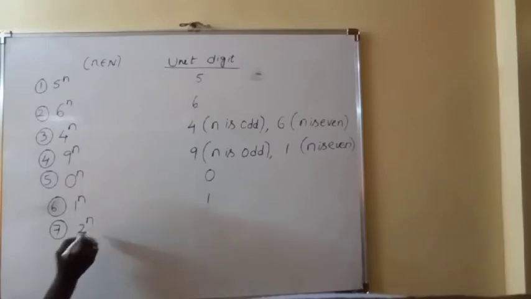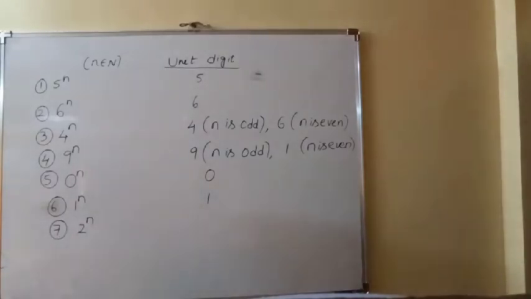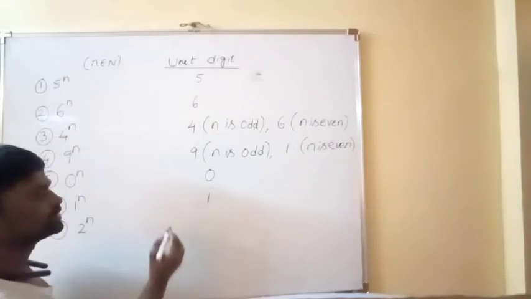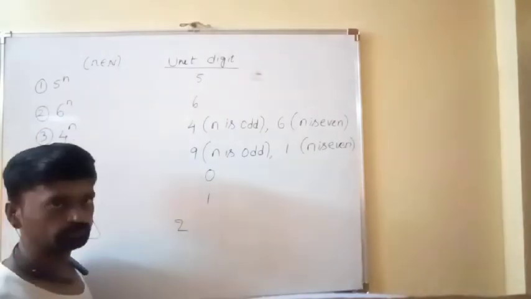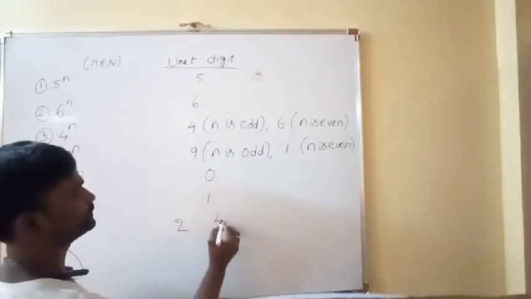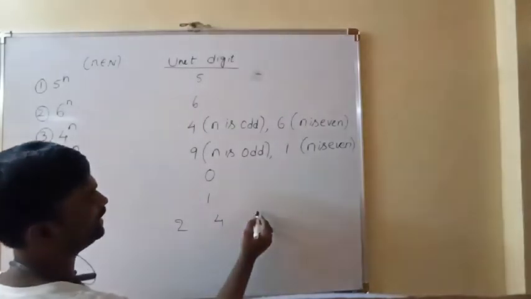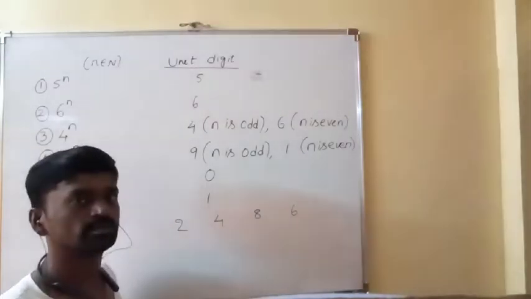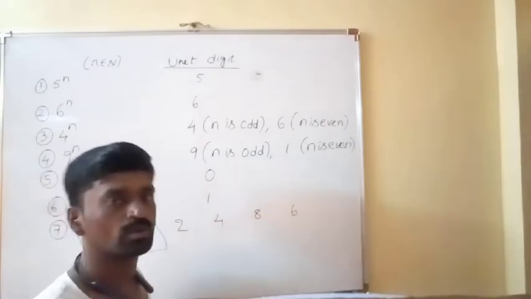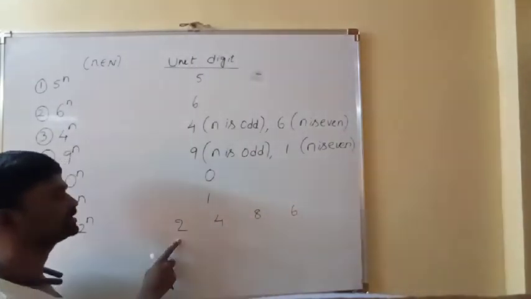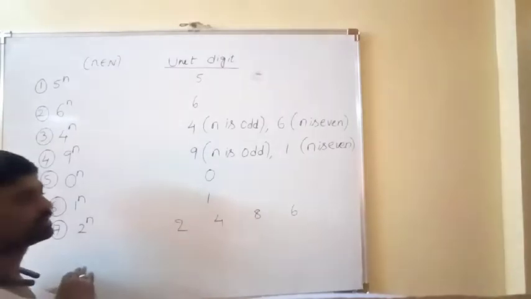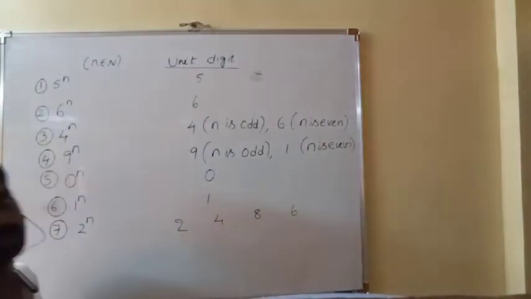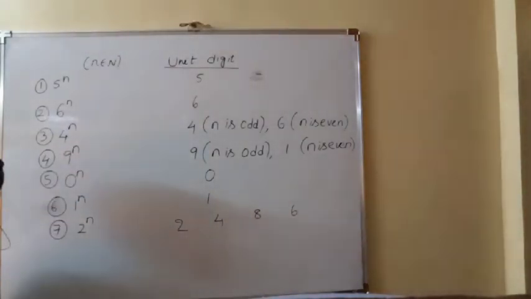Next. What is the unit digit in 2 power n? So 2 power 1 is how much? 2. 2 square 4. 2 cube 8. 2 power 4 16. That means 16 means unit digit is 6. 2 power 5 32. Again unit digit is 2. So these are the 4 possible unit digits in 2 power n for any natural number n.